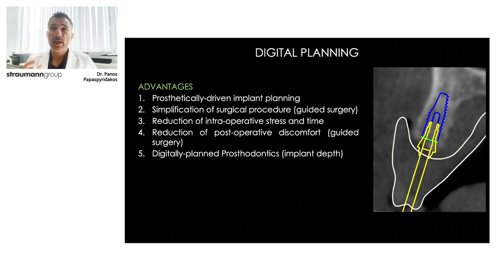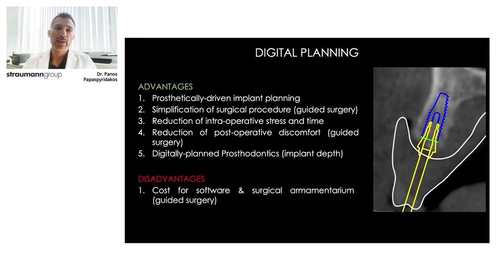So all these things are directly related to the definitive restoration and to the structural integrity and strength of the definitive restoration. So digitally planning our prosthodontic treatment has the advantage of selecting the components in advance so that we can even perform immediate loading, and of course controlling the prosthetic space for the definitive rehabilitation stage once we reach it. There is really no disadvantage for digital planning other than the cost for the software and the surgical armamentarium. However, most of the companies, once a clinician decides to buy a big batch of implants, will offer the surgical armamentarium for free.